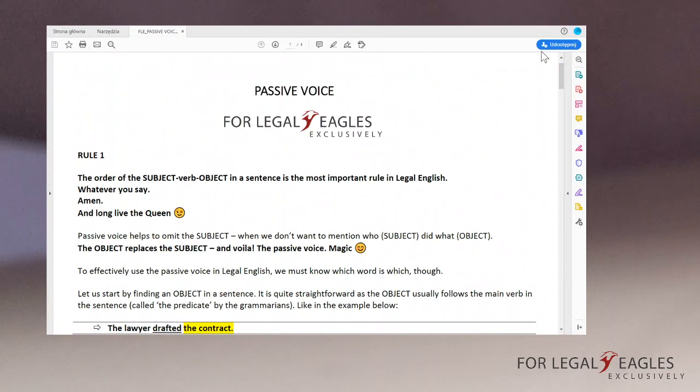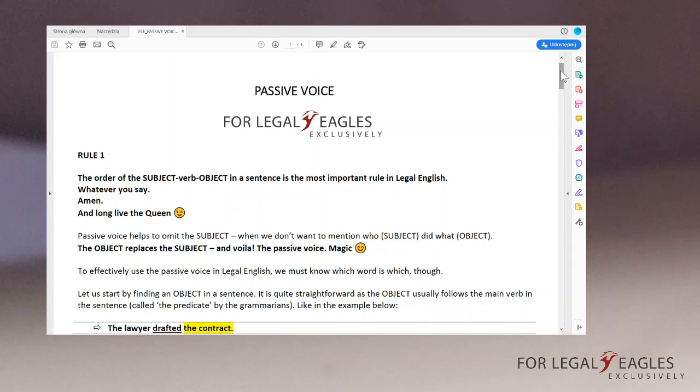Passive voice for legal legals. So the rules go first. Rule 1. The order of the subject, verb, object in a sentence is the most important rule in legal English. Whatever you say. Amen. And long live the Queen. Passive voice helps to omit the subject when we don't want to mention who, subject, did what, the object. The object replaces the subject and voila, the passive voice magic.